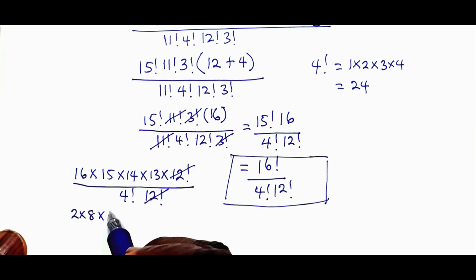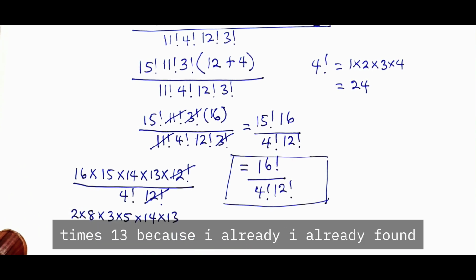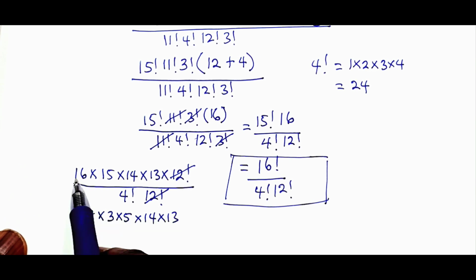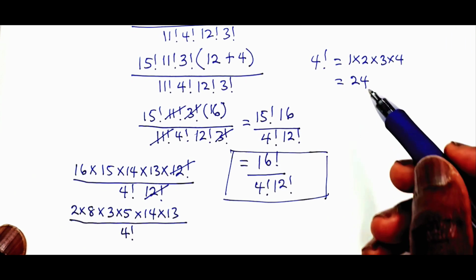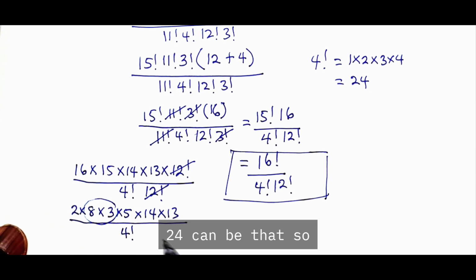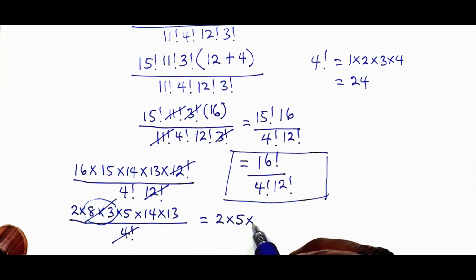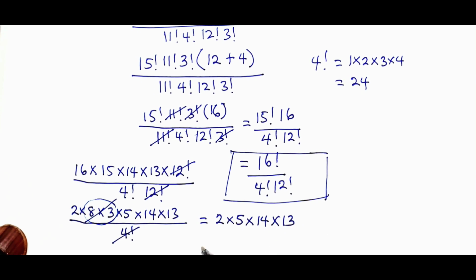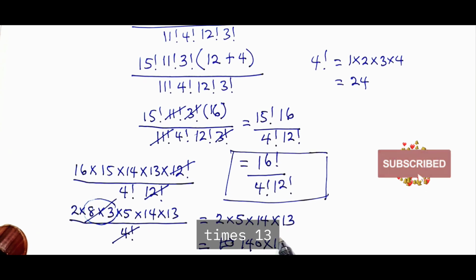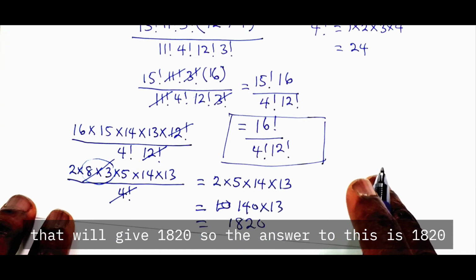We can have 2 times 8 times 3 times 5 times 14 times 13, because I already found what I needed. So I split this. In that way, I already have 4 factorial, which is 24, and 24 can be this. So if this goes away, we're going to have 2 times 5 times 14 times 13. And that one is going to give us 10. It's going to give us 140 times 13. That will give 1820.